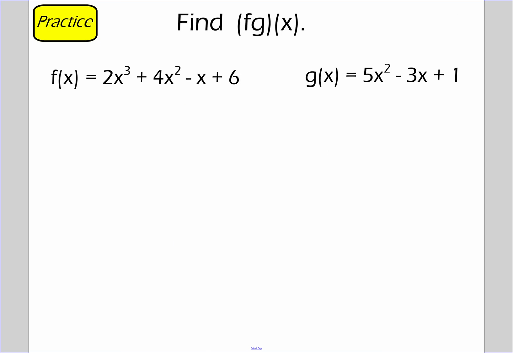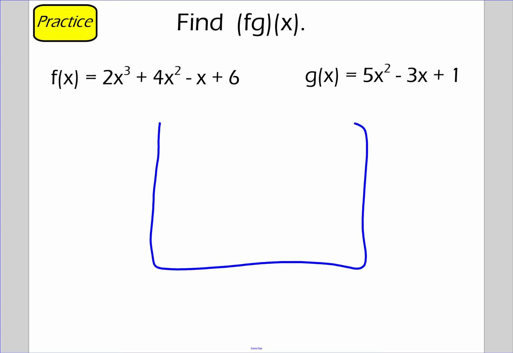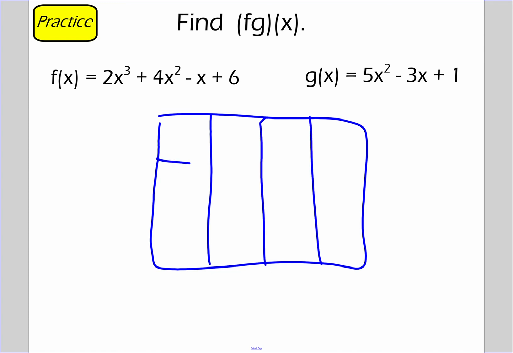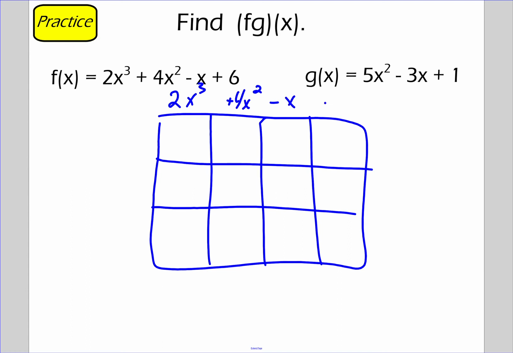All right, and the last one, you should go ahead and try this one on your own. Pause the video. This one's a little bit larger. We have 4 terms and 3 terms, so we need a 4 by 3 box. It doesn't matter, you can put your 4 on the side if you wanted. I just happen to do it this way. So I'm going to write my terms, 2x cubed plus 4x squared. Again, keeping the signs, always including those signs. And positive 1. Okay, so now we're going to go through and do our multiplication.